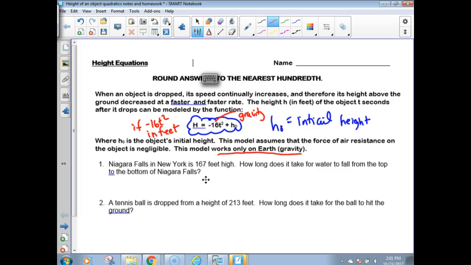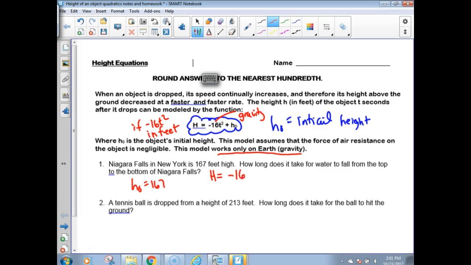So Niagara Falls in New York is 167 feet high. How long does it take for the water to fall from the top to the bottom of Niagara Falls? Well, what are you doing? You're looking to see how long it takes. You're going to say, well, what would the height be though? Well, where's the height when it hits the ground? No, okay, the initial height where it's starting from is the 167. What's the height of it when it hits the ground?